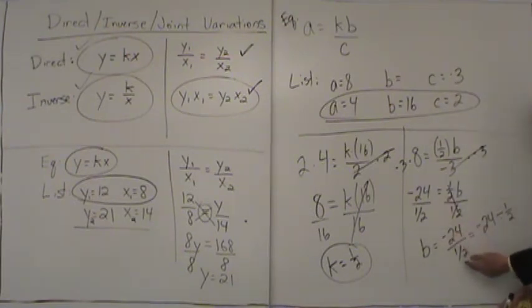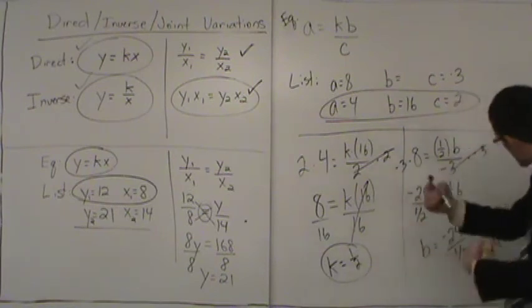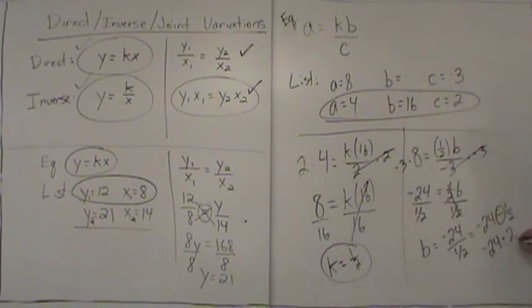Negative 24 divided by a half can be rewritten this way. Now, what will division change to? We're going to change division to what? Multiplication. So we get negative 24 multiplied by what? We're going to take the 1 half and flip it. 1 half becomes what? 2. So negative 24 multiplied by 2 gives what? Negative 48.